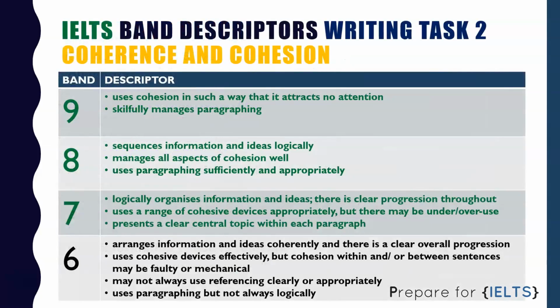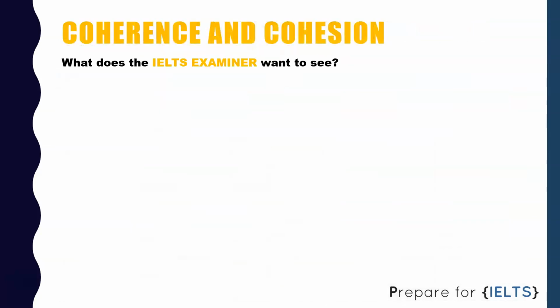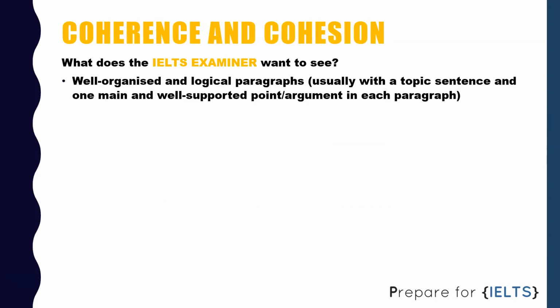Moving on, coherence and cohesion. These are the band descriptors, but you don't really need to look at those. Let's look at what the examiner wants here. And firstly, they want well organized and logical paragraphs. So main body paragraphs will have a topic sentence and one main and well supported point or argument in each paragraph. That's not always true. You can also have list paragraphs sometimes where you have lots of ideas supporting that, but the idea is the same. A main idea supported by evidence, and that's what a main body paragraph will nearly always look like.